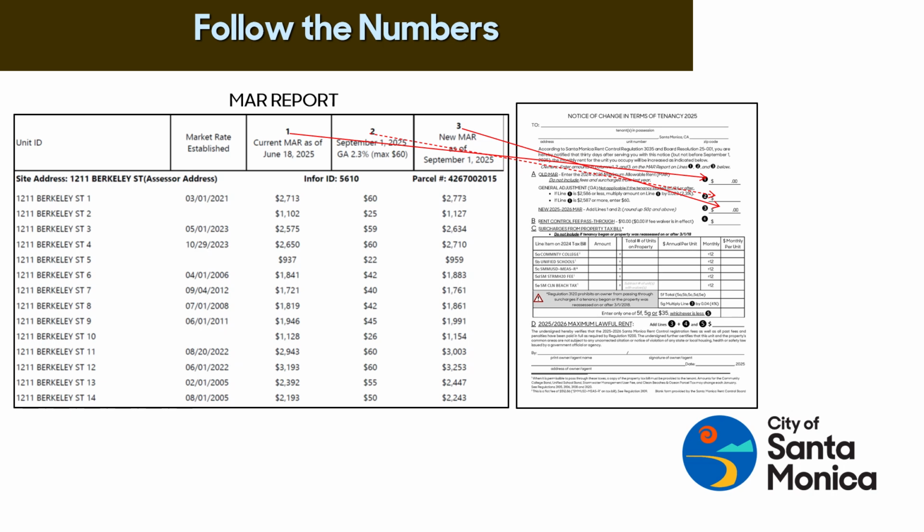Follow the numbering system laid out for you. Columns that are numbered 1, 2, and 3 at the top on the MAR report correlate to circled numbers on lines 1, 2, and 3 on the board form for noticing rent increases.